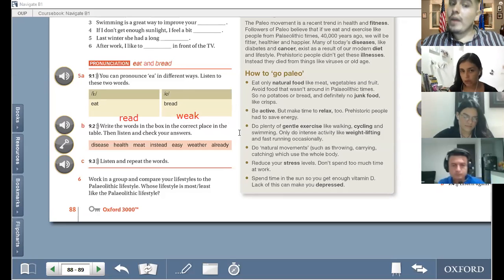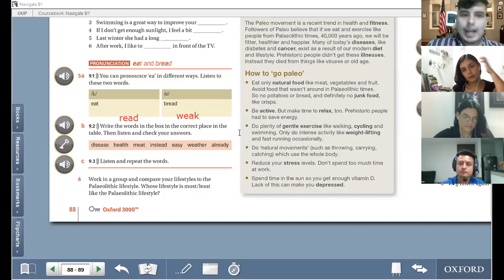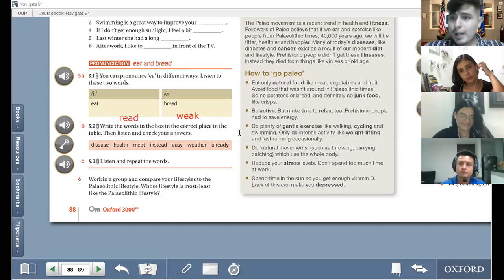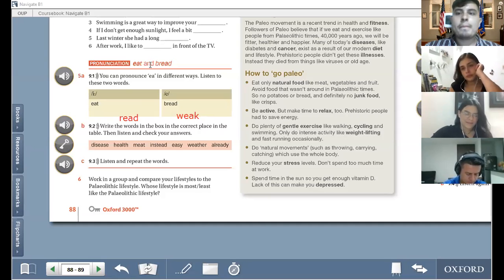Weak. Weak, right? So once again, there is no established rule that is there to tell us, hey, you need to pronounce that word this way and this word this way. No. You need to learn them by heart, and the more you practice the pronunciation, the easier it's going to be for you to learn the difference, okay?